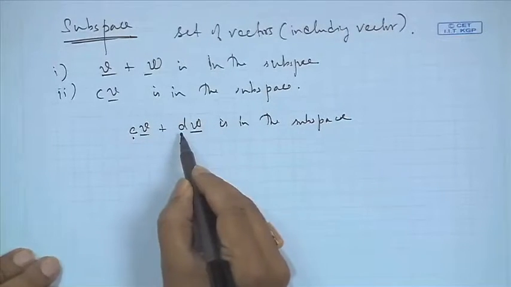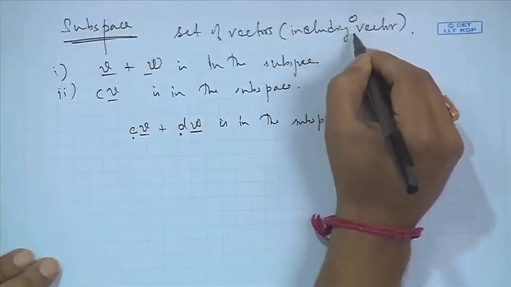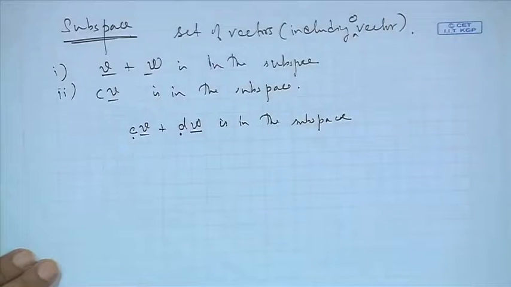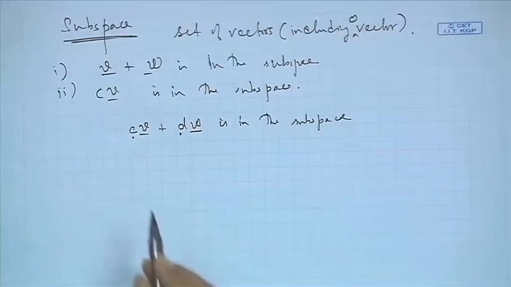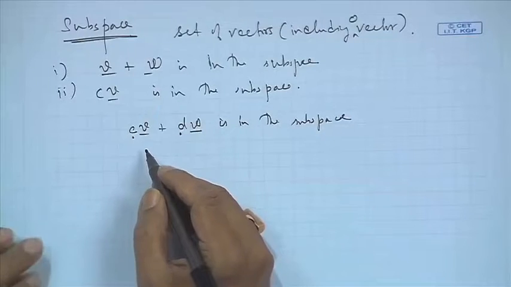So if C is 0 and D is 0, then this would turn out to be 0. So including the 0 vector is the subspace. So if 0 is not contained in it, it is not a subspace. Then there are many other spaces, the column space, the row space, and so on and so forth. We'll not look into that.